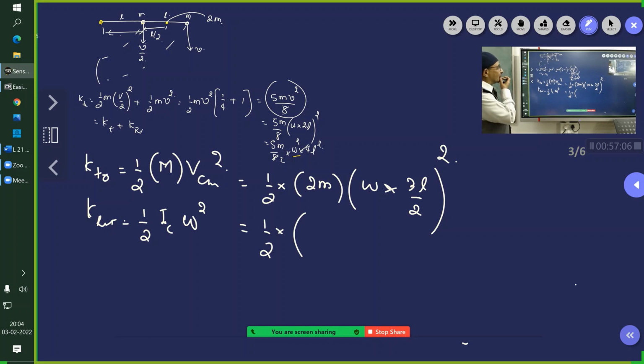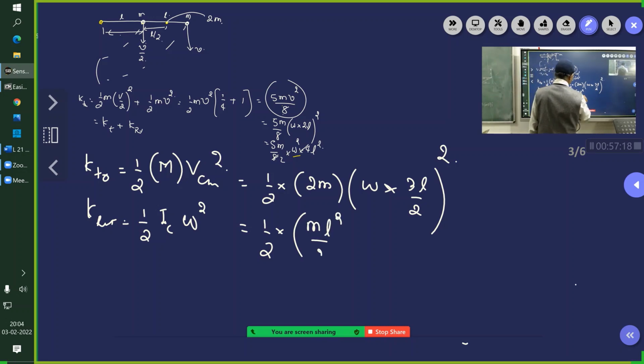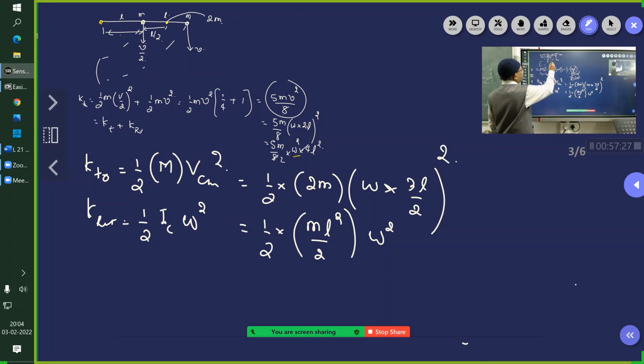This will be L by 2, L by 2. So it will be ml square by 4 plus ml square by 4, so ml square by 2 only, into omega square. How ml square by 2? From here to here it is ml square by 4, and from here to here it is ml square by 4. Add them.